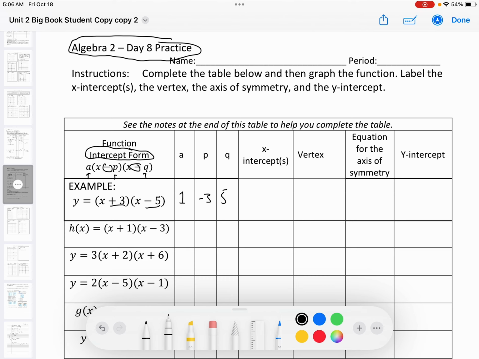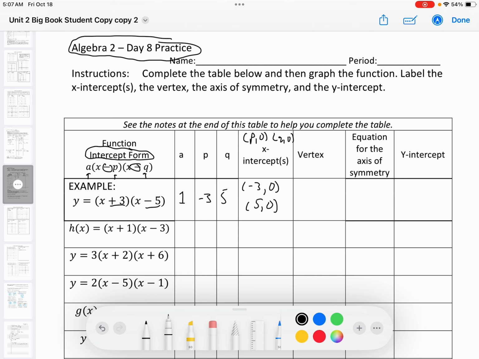So for the x-intercepts, we're going to have 2 points. Remember, the x-intercepts are the points (P, 0) and (Q, 0). So we're going to have the points (-3, 0) and (5, 0) as the x-intercepts.